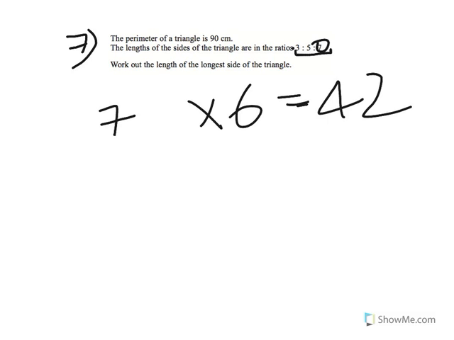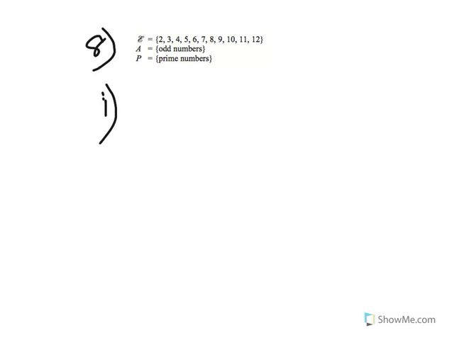And so the length of the longest side is actually 42 centimeters. Okay, question 8. It's about sets. Now, in this case, I'm going to describe each set. So first of all, this squiggly little sign means all the numbers possible in the entire full set, meaning in the whole question, how many numbers are possible, and these are stated here.